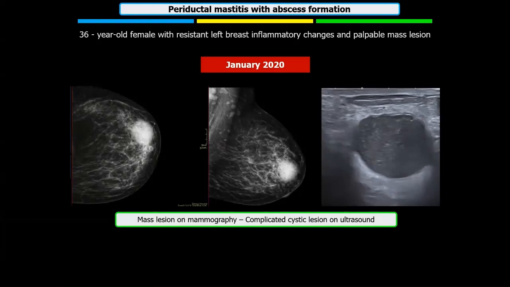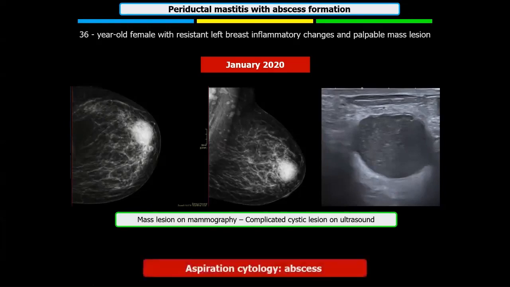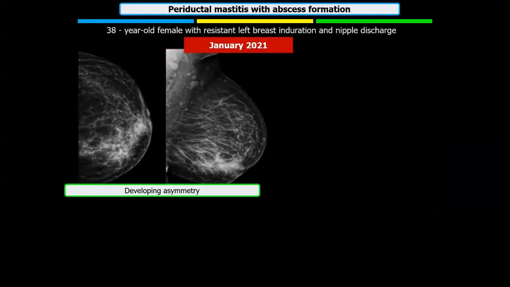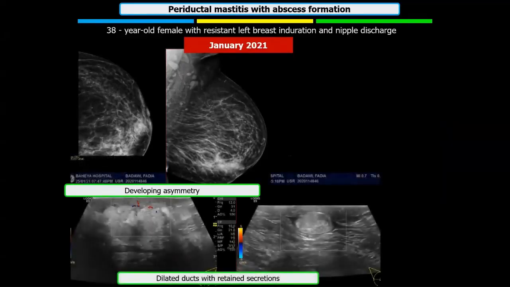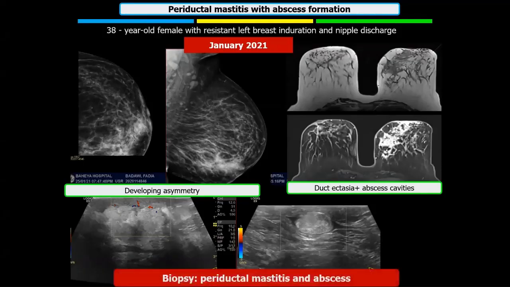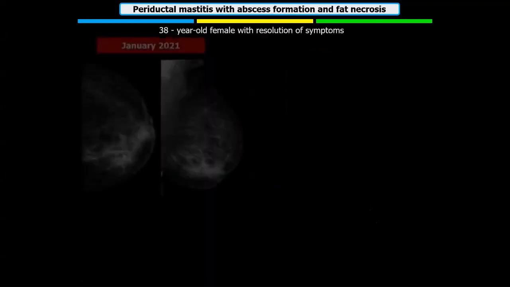or it can be considered an abscess cavity. She did aspiration cytology of this abscess cavity, and she came in January 2021 with this appearance. She had a developing asymmetry of the left breast, and this was the ultrasound appearance. There were underlying dilated ducts with retained secretions. And on MRI, again, she had duct ectasia with multiple abscess cavities surrounding the dilated ducts.